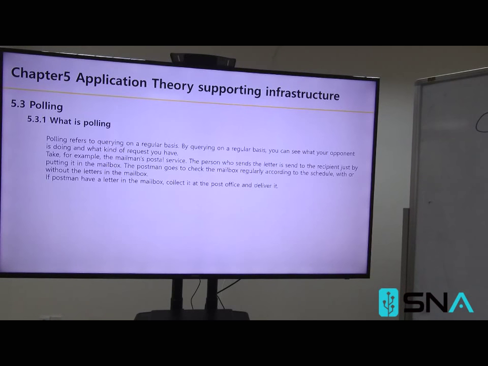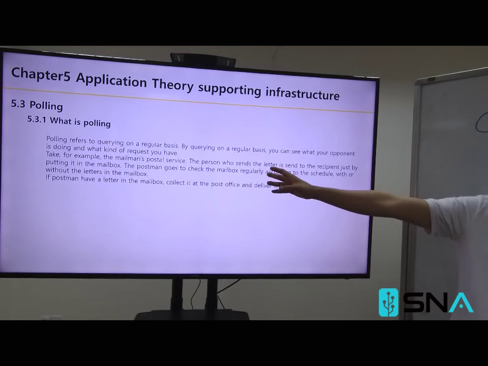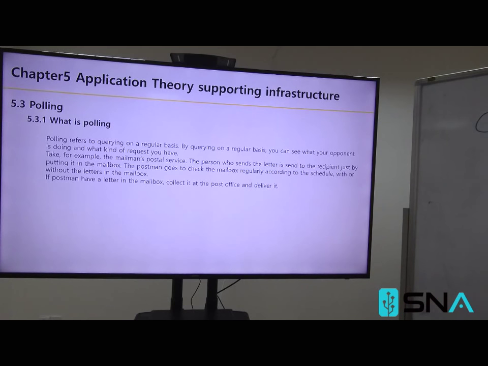What is polling? Polling refers to querying on a regular basis, not event driven. By querying on a regular basis, you can see what your opponent is doing and what kind of request you have.